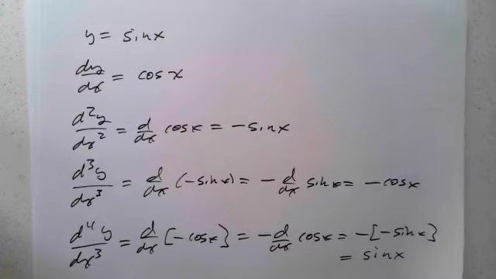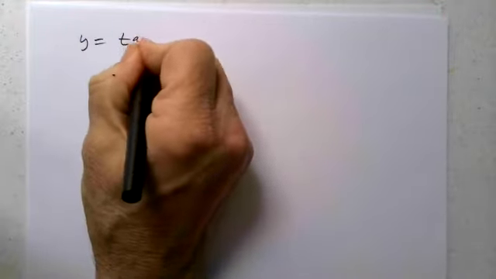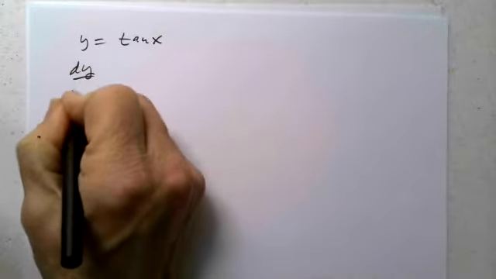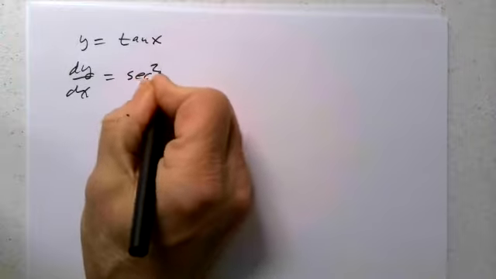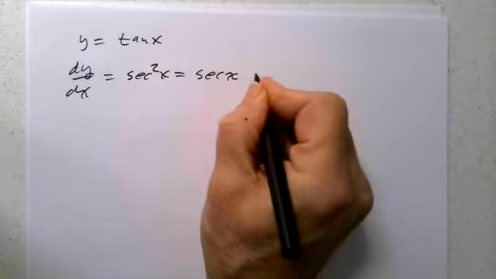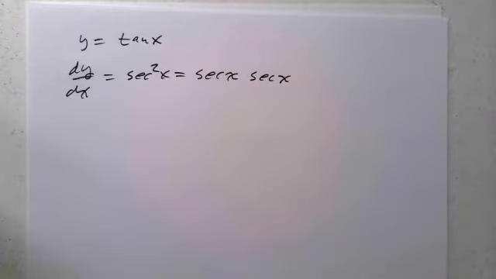Let's take a look at tangent x. So starting with y equals tangent x. You can show using the quotient rule that the derivative of tangent is secant squared x, which would be sec x times sec x, if you want to think of it that way. How about the second derivative?